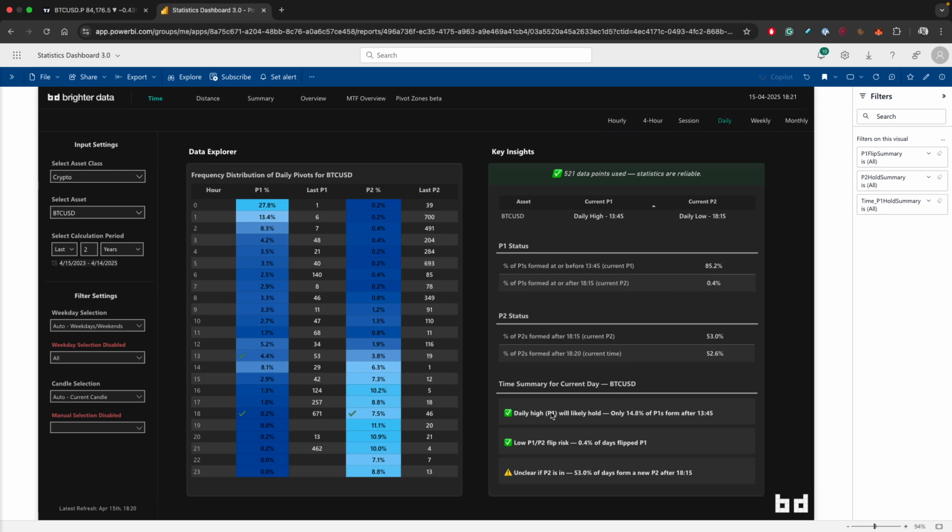Now this one is saying that the high will likely hold, and this one is also saying that the high will likely hold because the statistics are now in alignment. And then we have the last one. There we go. This is the most important one.